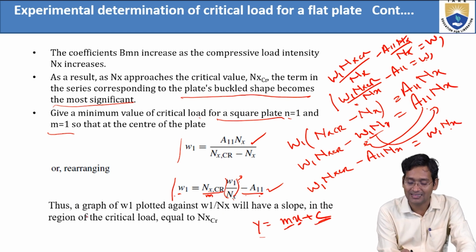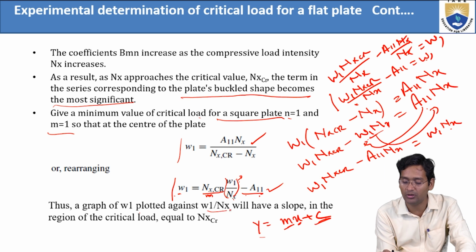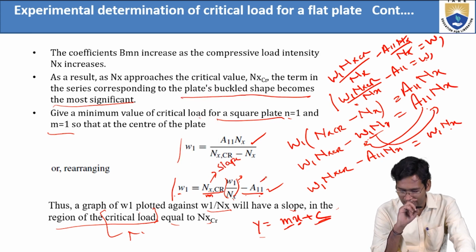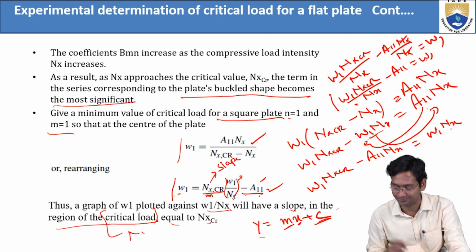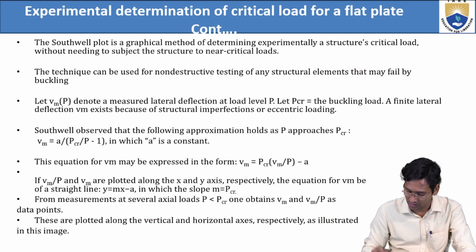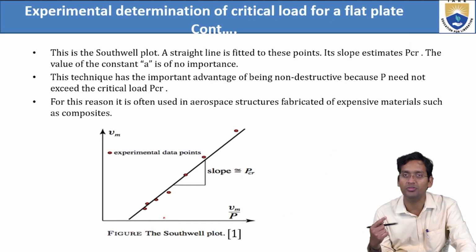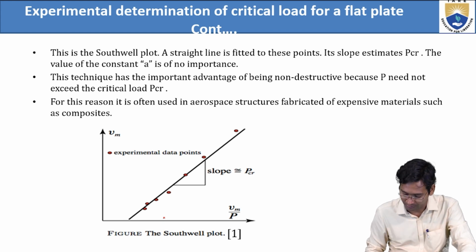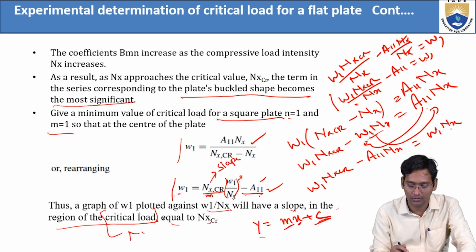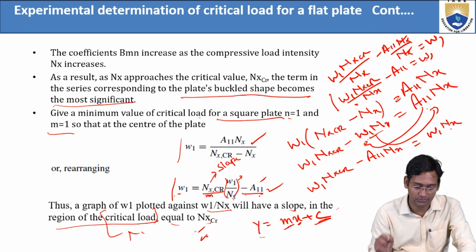Okay, so now let's see. Thus a graph of W1 plotted against W1 by Nx will have a slope in the region of the critical load. Here just see, the critical load is there, that is Ncr, Nx,cr. So this is the slope and this is the intercept along W1. Okay, so after plotting this curve, that is known as the Southwell plot. So from here we get the Southwell plot.